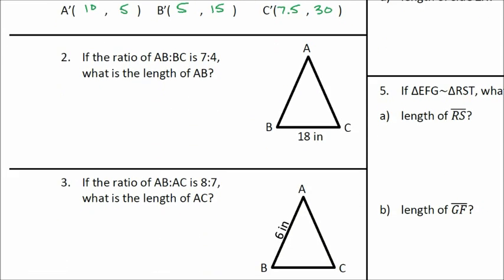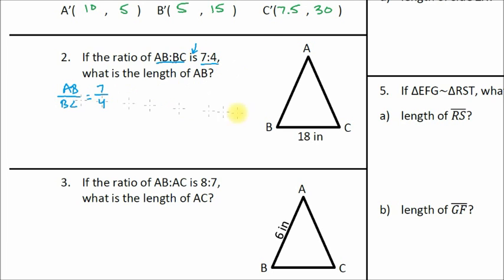All right, number 2. If the ratio of AB to BC is 7 to 4, what's the length of AB? Well, all we have to do, class, is set this up as a proportion. This is a ratio, which means it is a fraction. AB over BC. And 7 to 4 is a ratio. That means it is a fraction. And this word is means they equal each other.